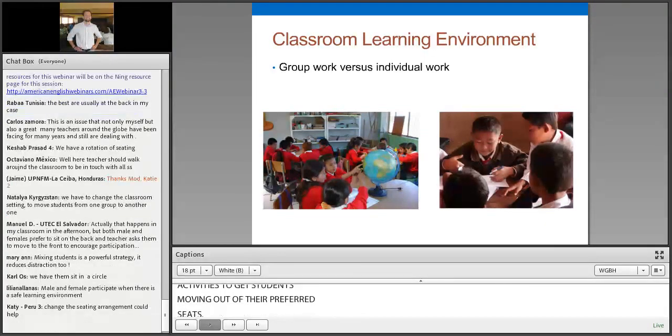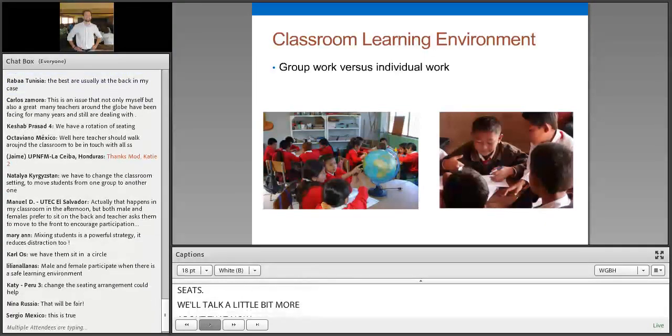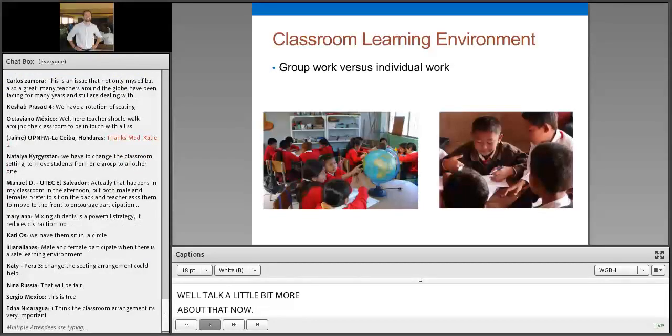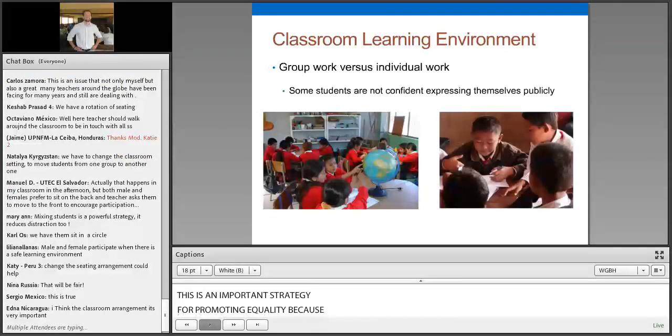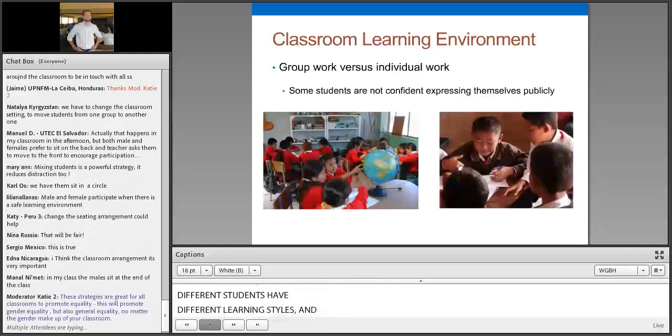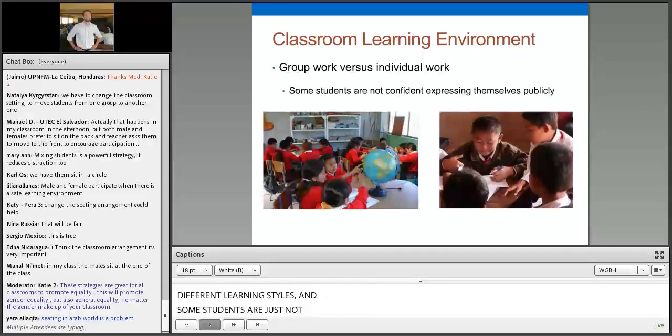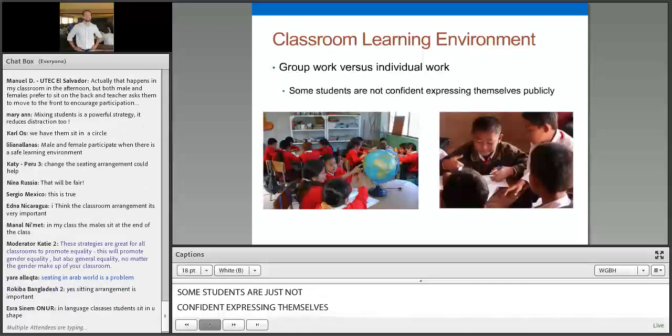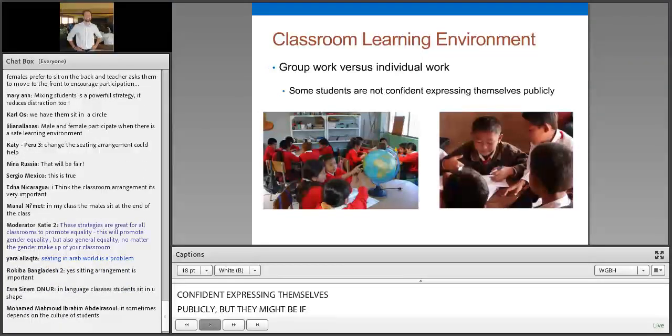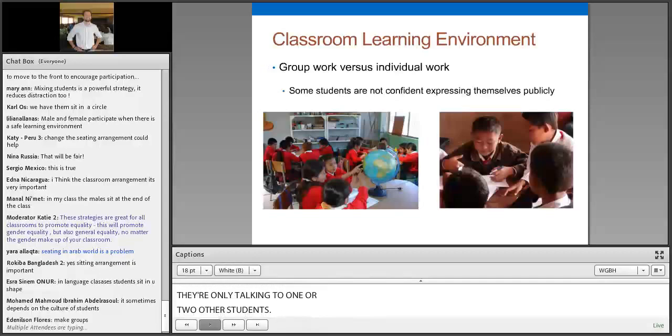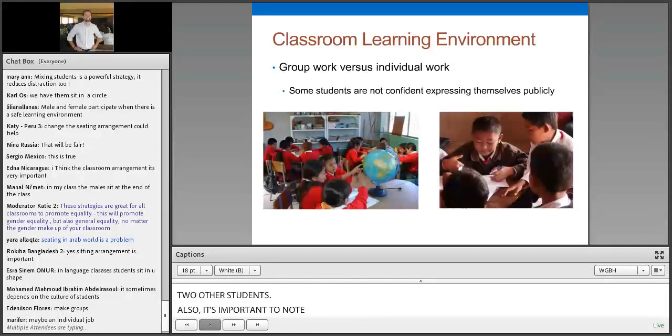So group work versus individual work. This is an important strategy for promoting equality because different students have different learning styles. And some students are just not confident expressing themselves publicly, but they might be if they were only talking to one or two other students. And also, it's important to know that sometimes female and male students can have different learning styles from each other.